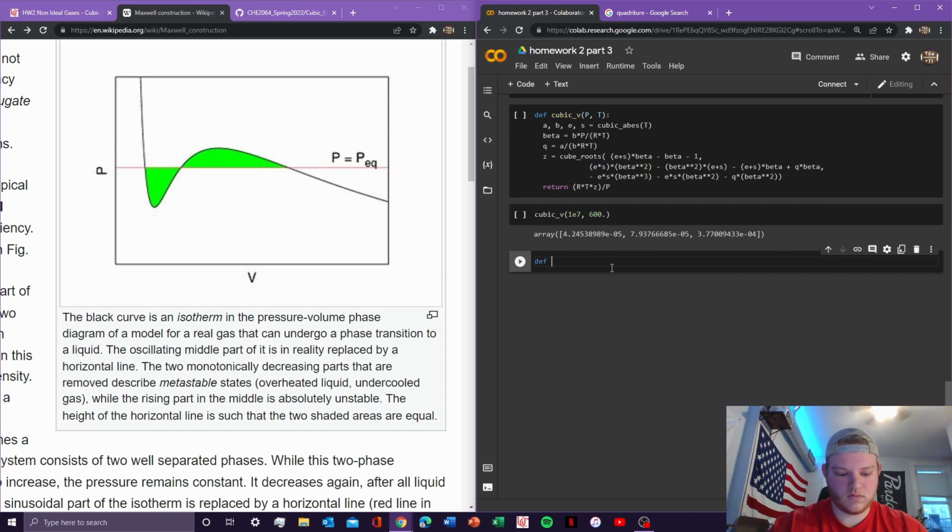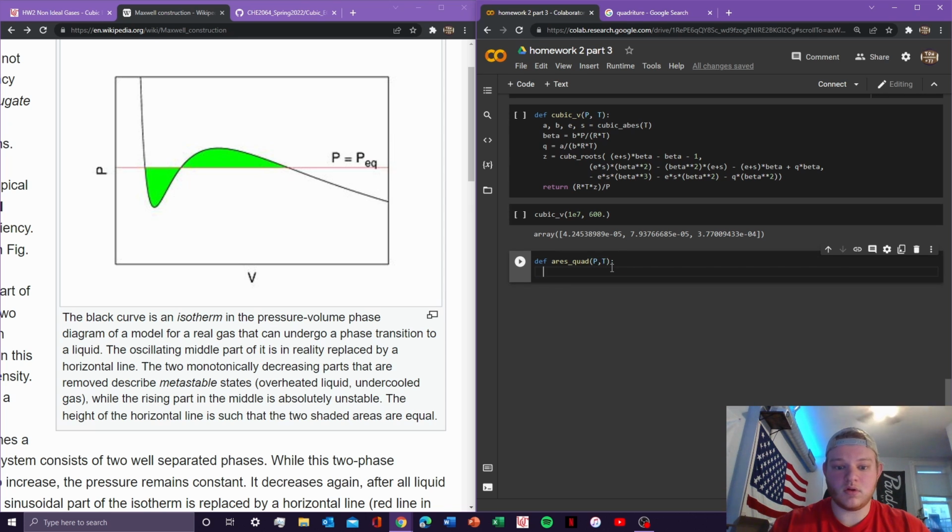Def, no, let's not do integrate. Let's do areas because we're solving for areas. So let's do areas quad, and that is of course dependent on the pressure, but it's also dependent on the temperature, as we will see. So temperature and pressure.